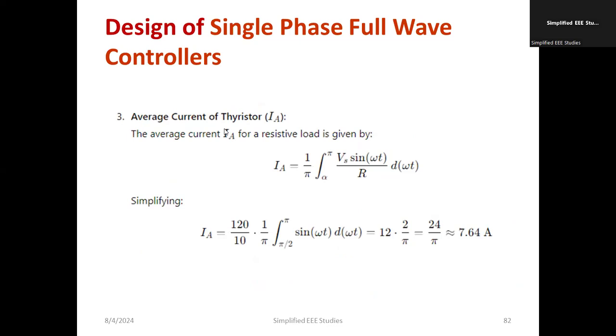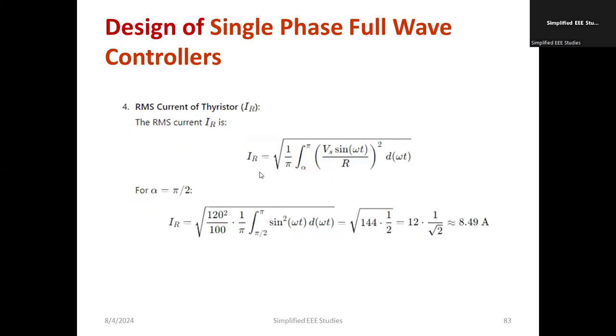When it comes to the thyristor current, I'm using the formula Ia equal to 1 by pi, integral 0 to pi, of Vs sin omega t by R, where R is the resistive load. By substituting that, I'll be getting Ia equal to 7.64 amps. So this is another formula to compute the average thyristor current.